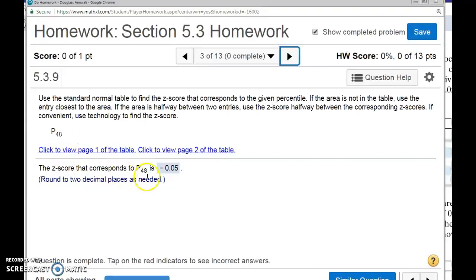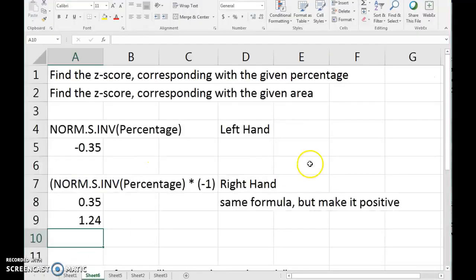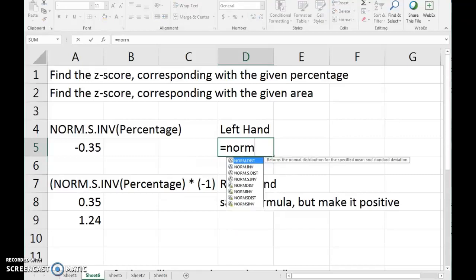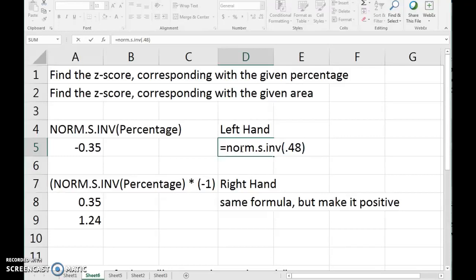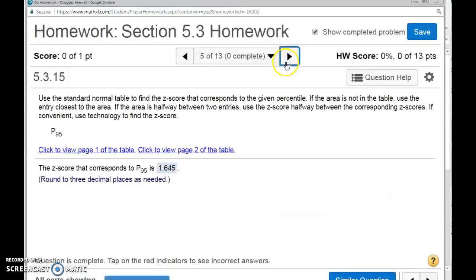So if you wanted to know the z-score that corresponds to the 48th percentile, I would come in here. Percentiles are always left-hand. norm.s.inv, and you just type in the percentile you're looking for. It'll give you back the z-value, the z-score that is the cutoff mark where 48% of the data is to the left or below it. That's how you do percentiles, that same formula.